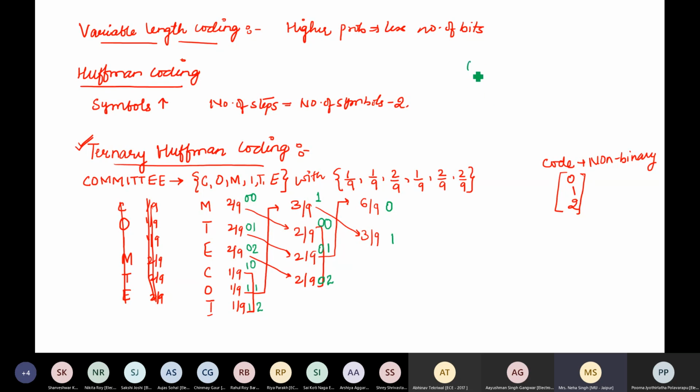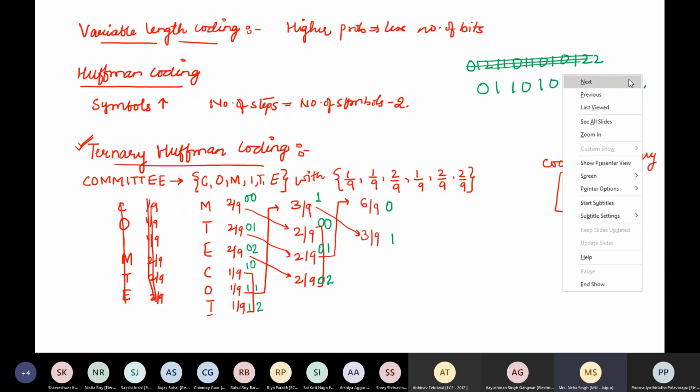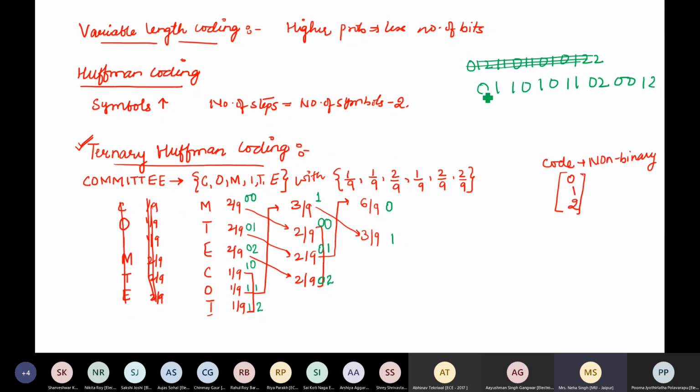where I say my input data is, I'll have 0, 1, 1, 0, 1, 0, 1, 1, 0, 2, 0, 0, 1, 2. So this is my input for decoding.